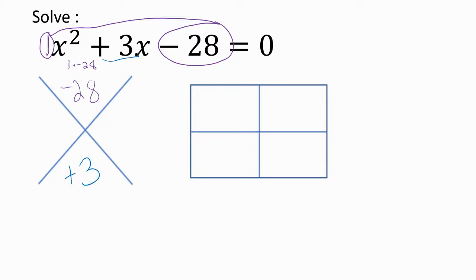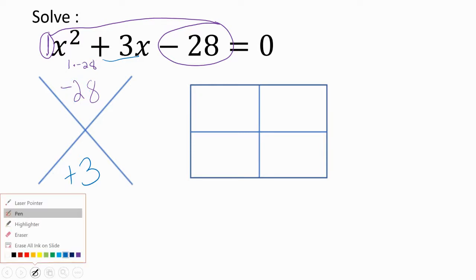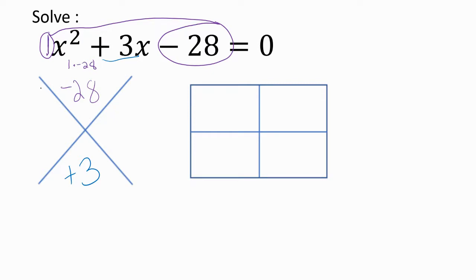And so what we need to do is find all of our factors of 28. So basically what multiplies to 28, but will add or subtract to 3. And so I'm just going to list all my factors of 28. I know it's 1 and 28, 2 and 14, 4 and 7. And those are all of my factors of 28.